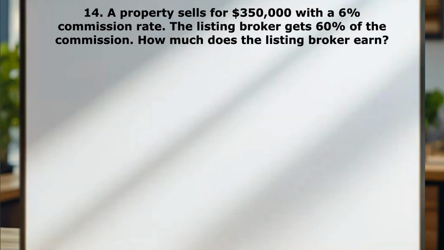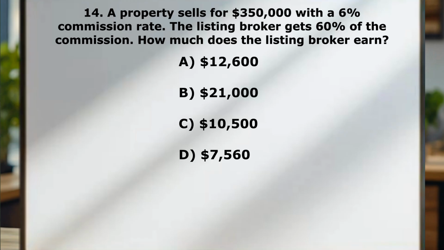Okay, so we got a little math question here. Question number 14. A property sells for $350,000 with a 6% commission rate. The listing broker gets 60% of the commission. How much does the listing broker earn? A, $12,600. B, $21,000. C, $10,500. D, $7,560.